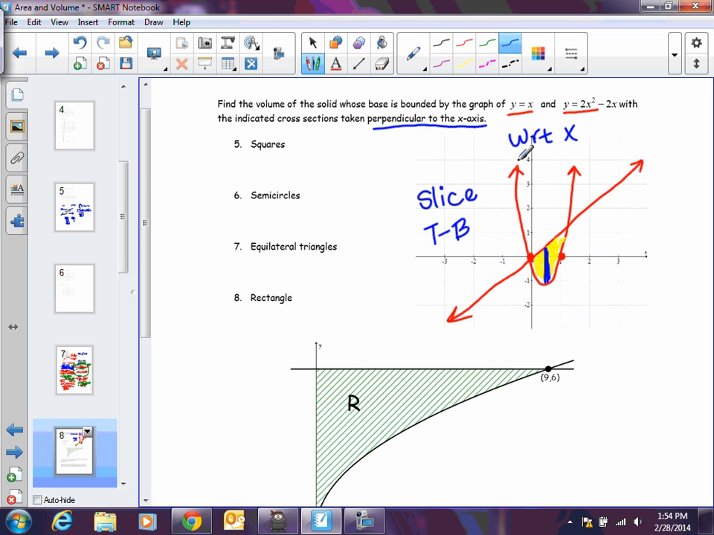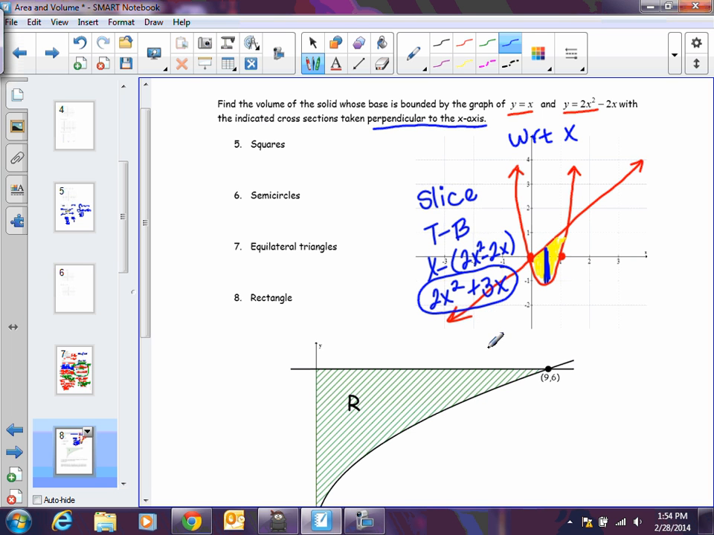So the top one, in terms of x, is x minus the bottom, 2x squared minus 2x. I'm going to put that in parentheses, and then I'm going to clean it up. Negative 2x squared, and then the minus negative 2x becomes plus 2x, so plus 3x. This is how long the slice is for any given x value.